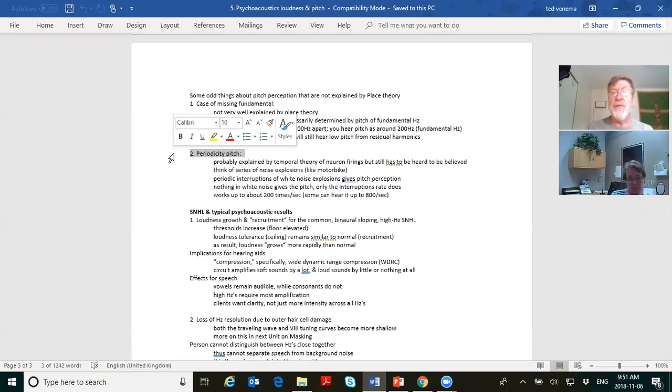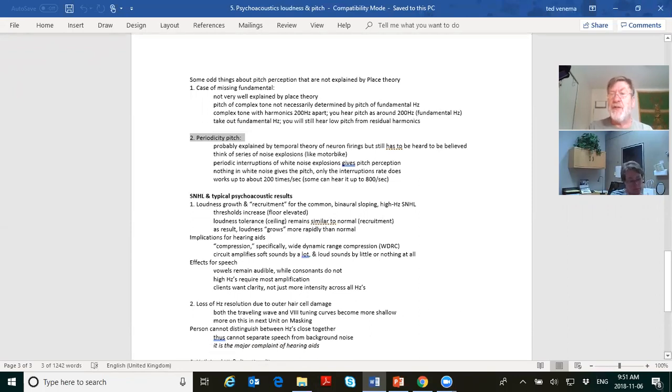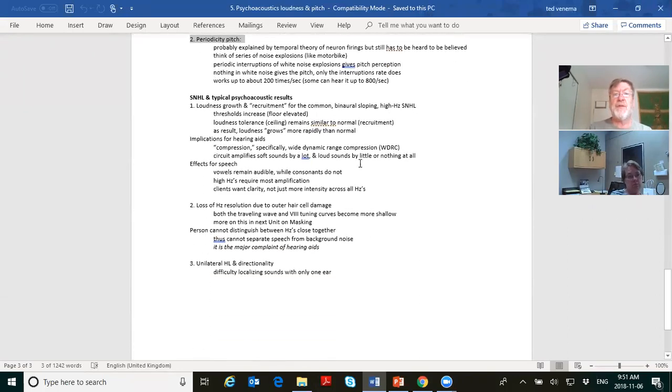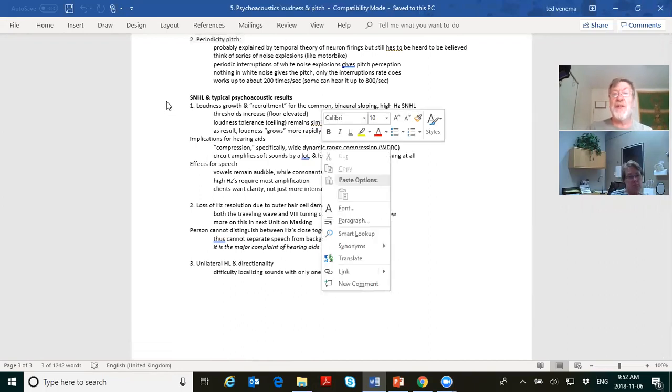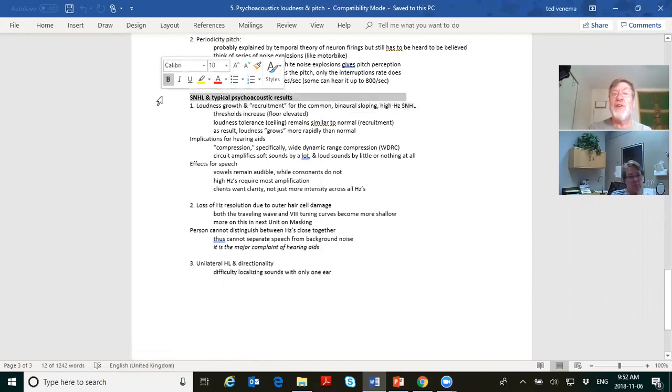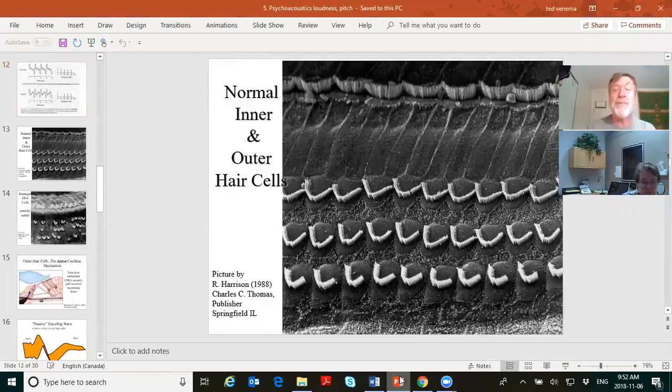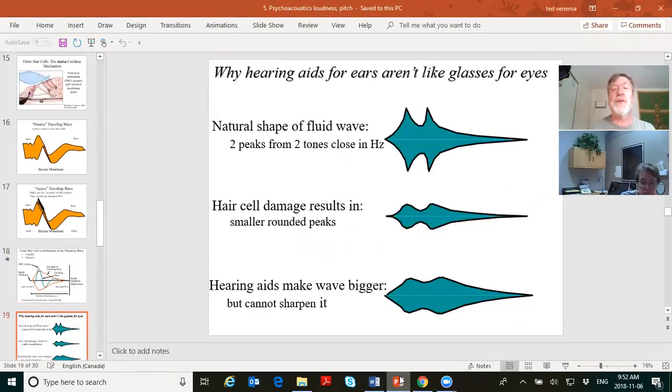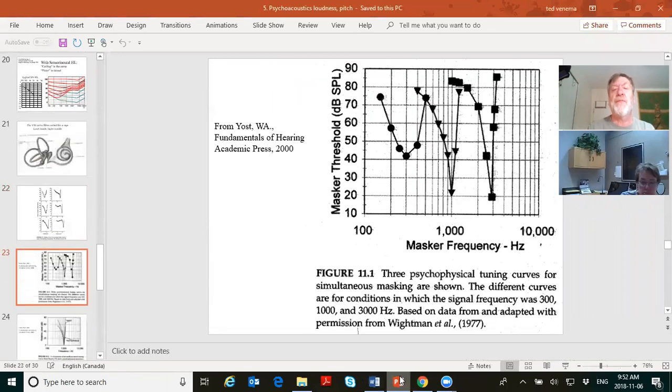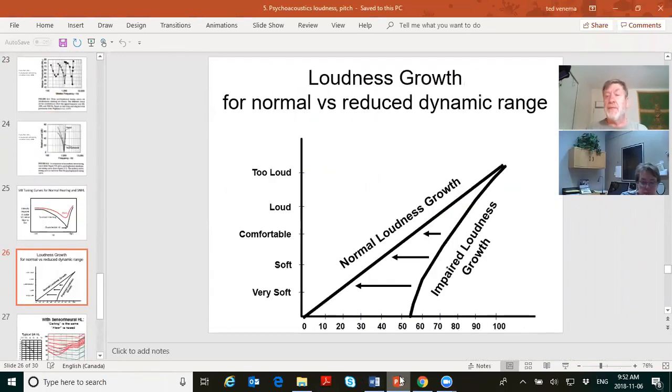Very good. Now we can summarize. Look at this. Wow, done pretty good here. All we've got is this stuff here toward the bottom of the page. Let's look at some typical psychoacoustic results with sensory neural loss. Number one, loudness and recruitment. Put a star by that. Let's talk about what that is, and we'll show you in a picture. Loudness growth and recruitment. There we go, right here.